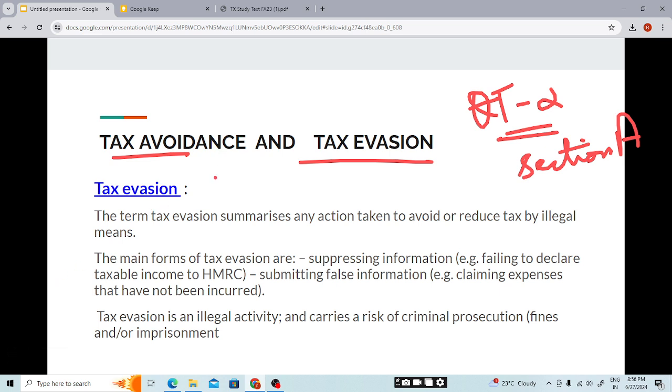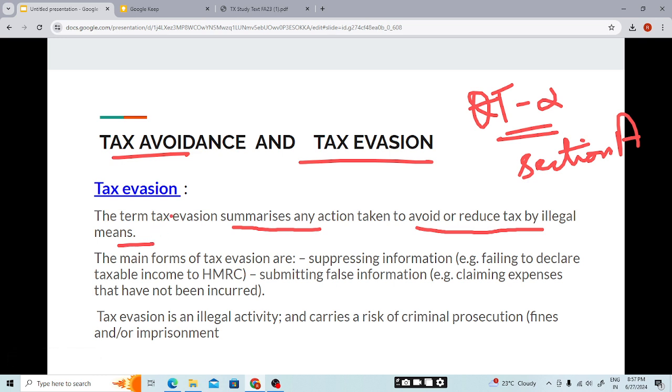The term tax evasion summarizes any action taken to avoid or reduce tax by illegal means. Tax evasion means you are not paying the tax, you are evading. How will you evade? You will not show the income. You have earned 10,000 income, but you will show that you have only earned £1,000. This is very wrong and this is illegal. If you are found by HMRC doing these malpractices, you will be penalized and you need to face the criminal and civil proceedings as per the HMRC guidance.